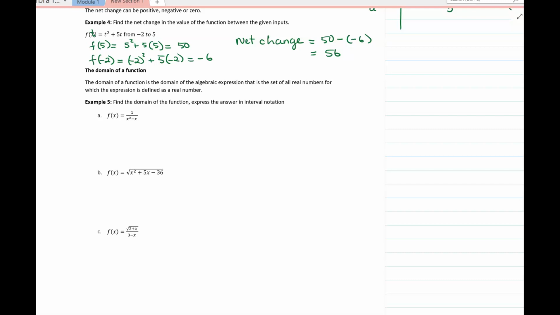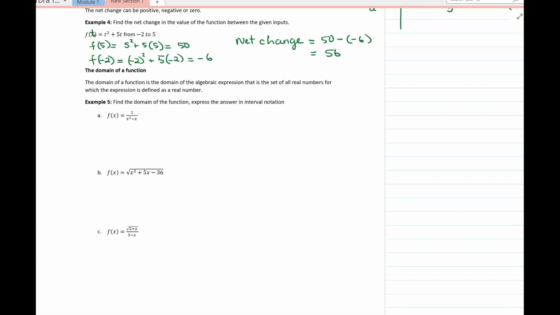The domain of a function is the domain of the algebraic expression, that is, the set of all real numbers for which the expression is defined as the real numbers. For example, find the domain of the function, express the answer in interval notation. For the first function, f of x equals 1 divided by x squared minus x.